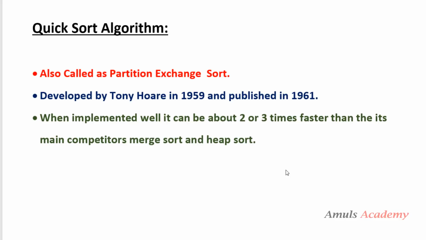Quicksort algorithm is also called the partition exchange sort algorithm. It was developed by Tony Hoare in 1959 and published in 1961. It is one of the commonly used sorting algorithms. When implemented well, it can be about 2 or 3 times faster than merge sort and heap sort. I guess that's why the name quicksort.